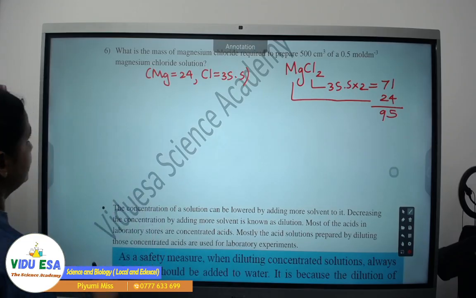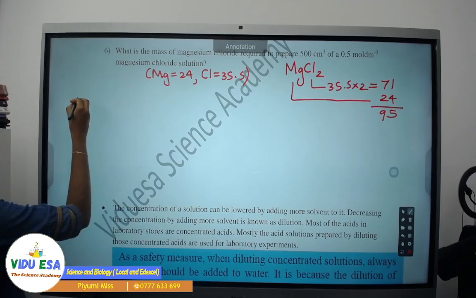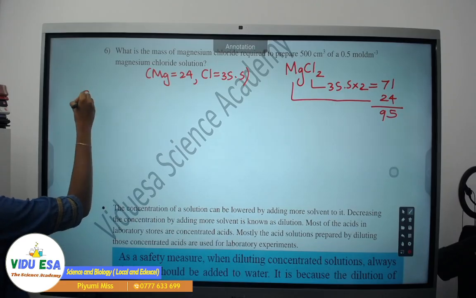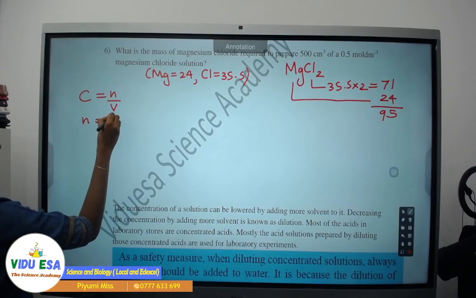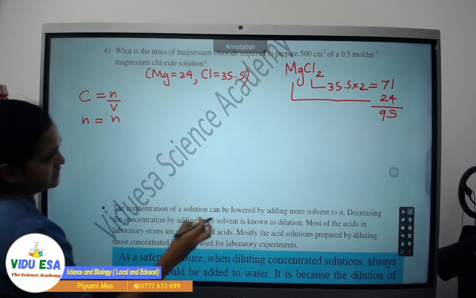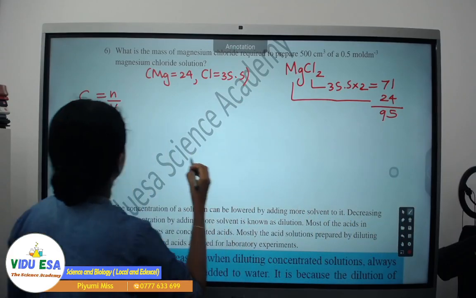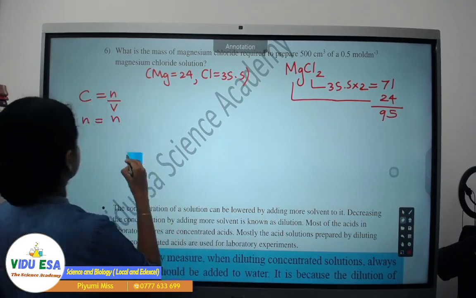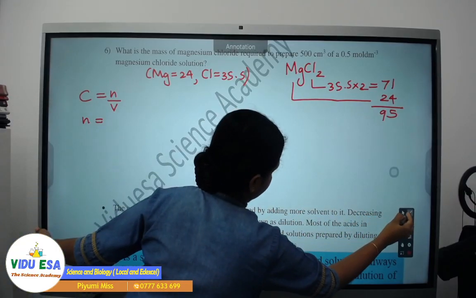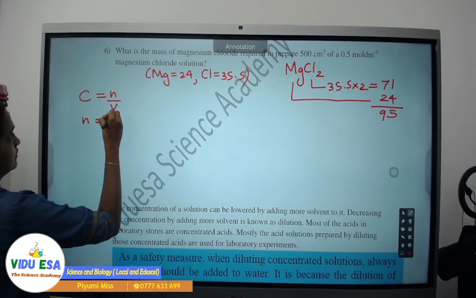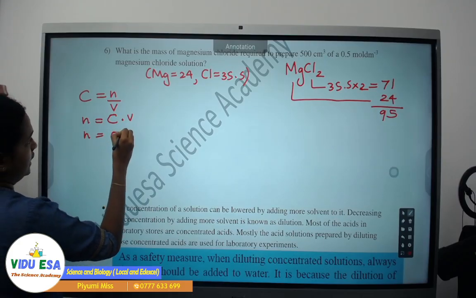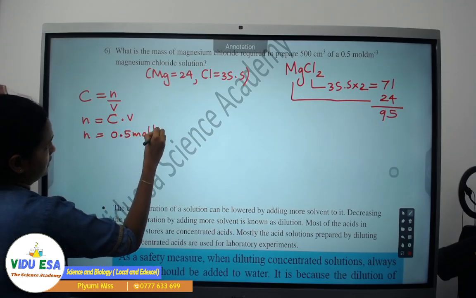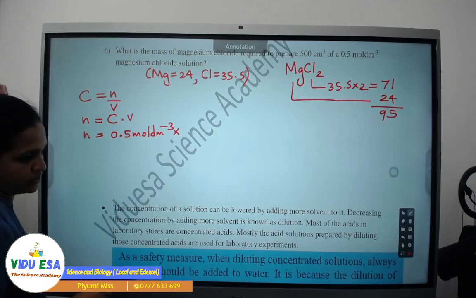Then, you are given the concentration and the volume. C equals n over V. So you have to calculate the number of moles. n equals C into V, concentration into volume. Concentration is 0.5 moles per cubic decimeter. When you substitute along with the units, you will not go wrong.